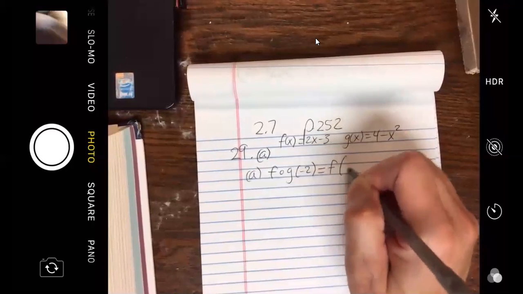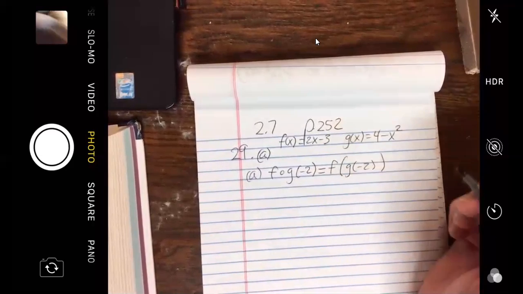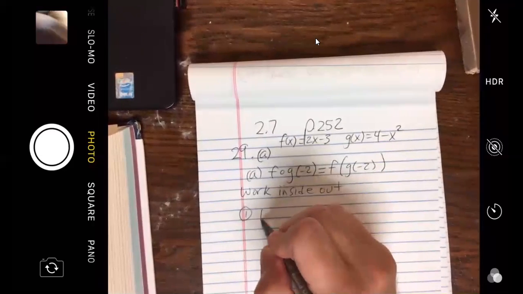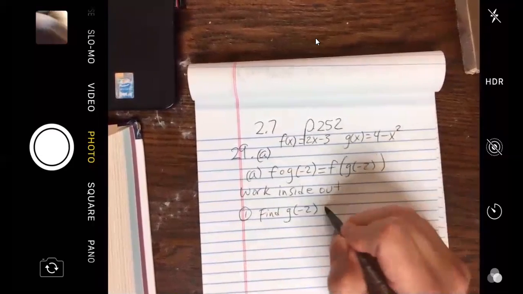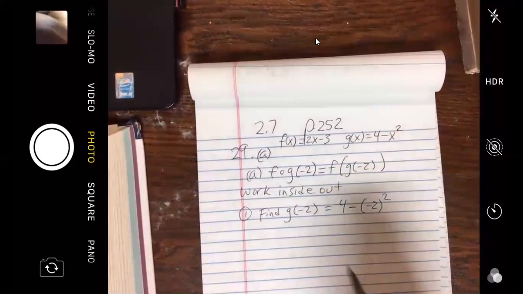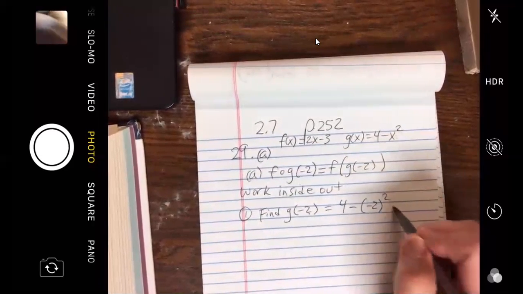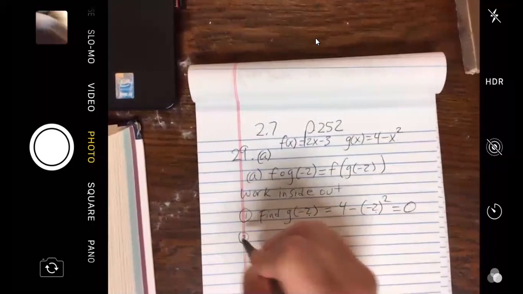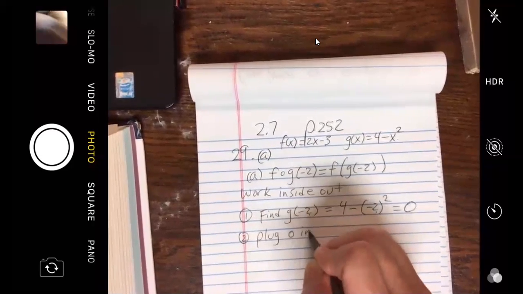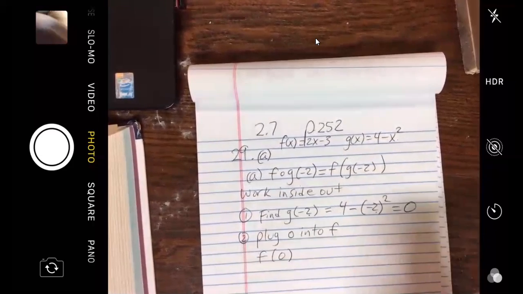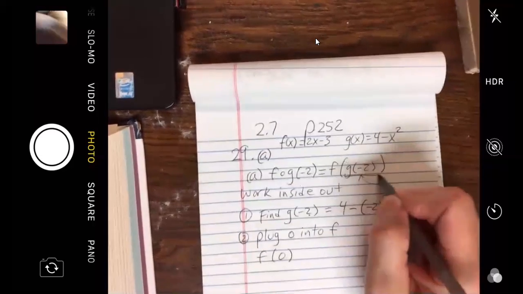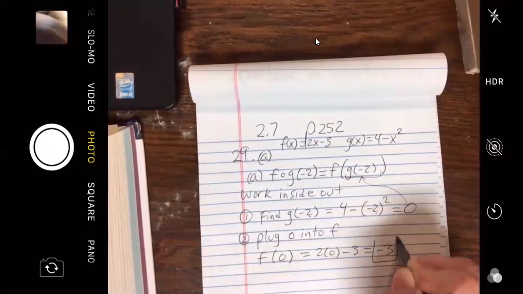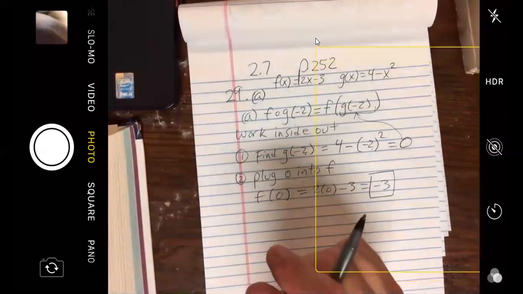This means f of g of negative 2. So I'll work this inside out. Number 1, find g of negative 2. That would be 4 minus a negative 2 squared. Be careful plugging the negative in for that square. It's going to give you 0. That's a 4. 4 minus 4 is 0. So now you plug that 0 into f. So f of 0, that 0 goes in for this whole thing of g of negative 2. So f of 0 is 2 times 0 subtract 3, giving negative 3. Okay.